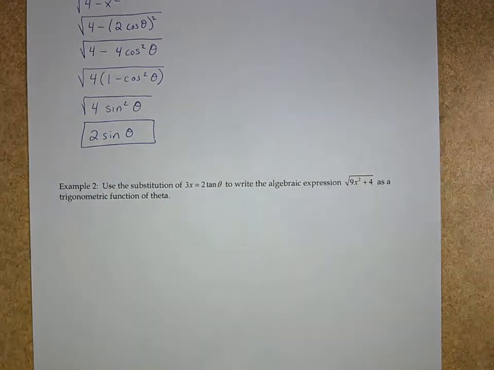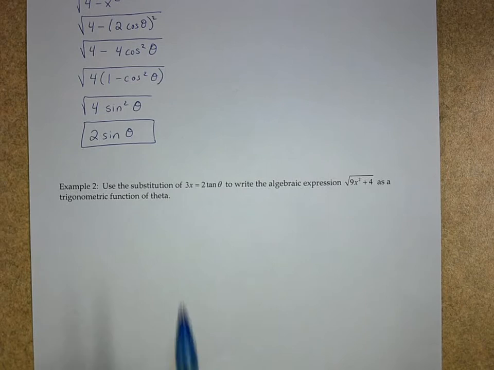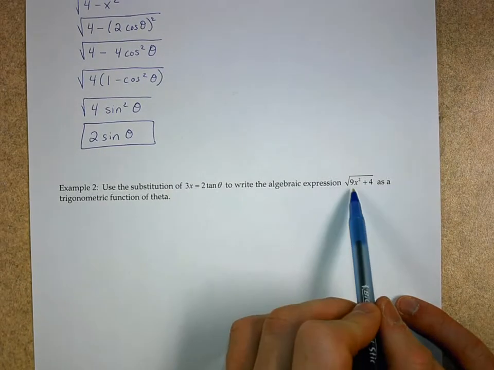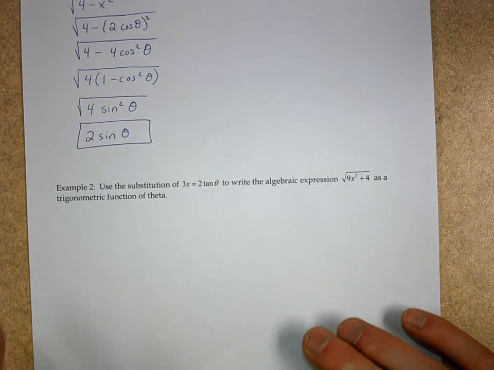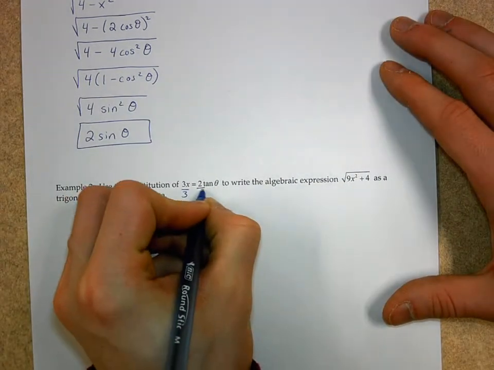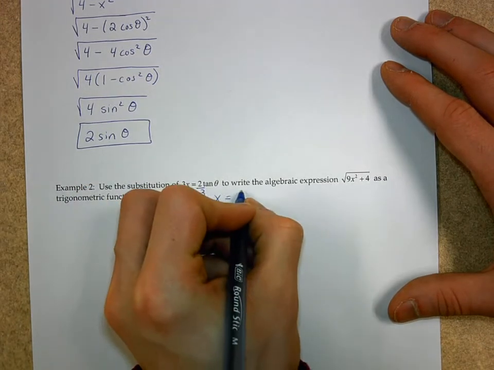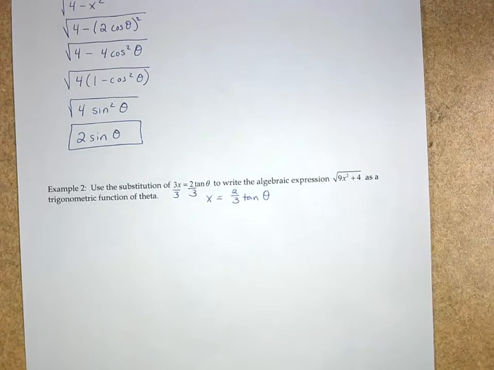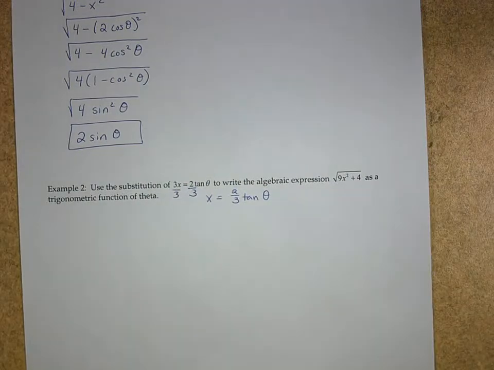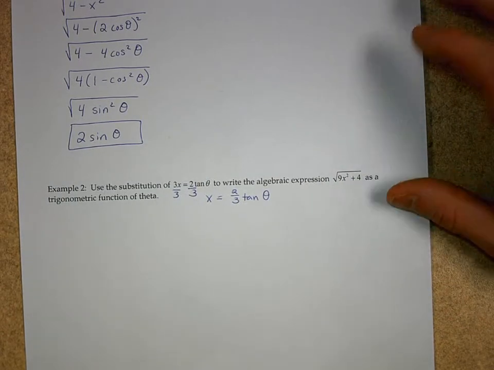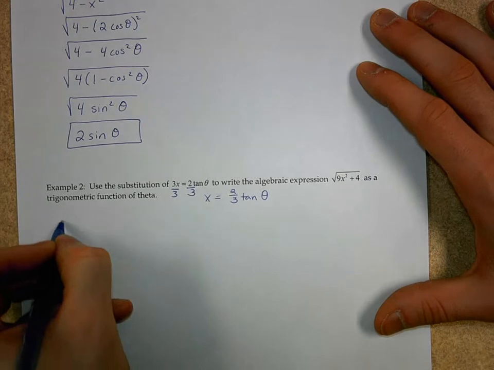Using the same approach with an expression here that's not just x. 3x is equal to 2 tangent theta. And we're going to use 9x squared plus 4 as our expression. Well, right here, let's start by dividing both sides by 3. So x is really equal to 2/3 tangent theta. Once I do that, I'm in the exact same spot that I was before. I'm going to substitute and square, I'm going to factor, and then I'm going to simplify.